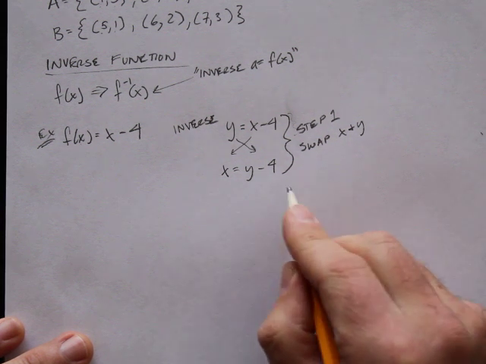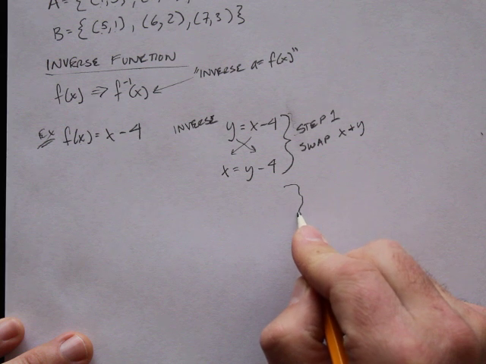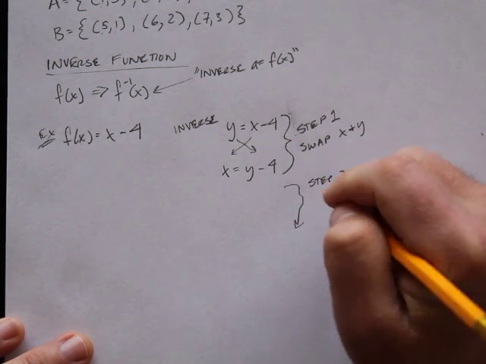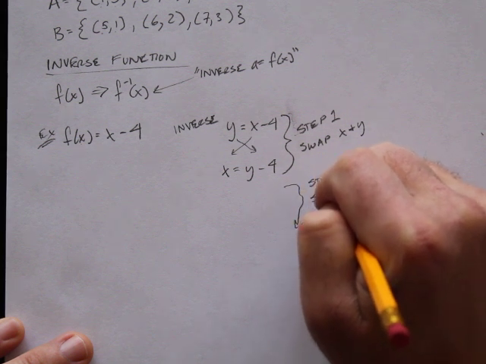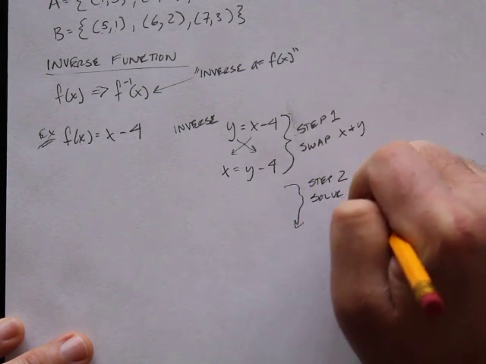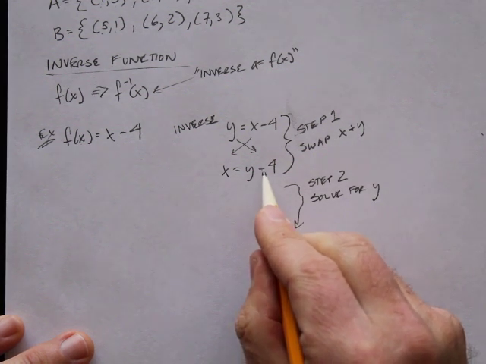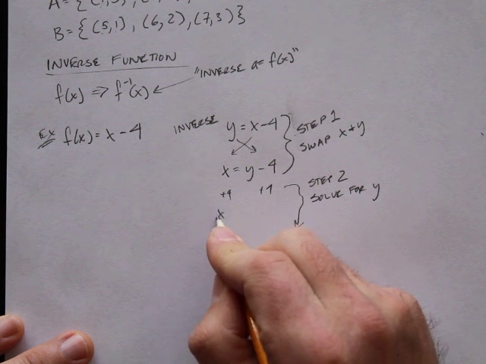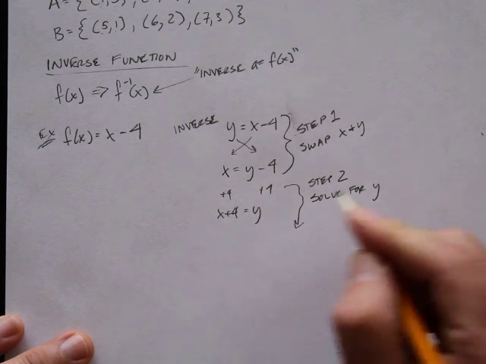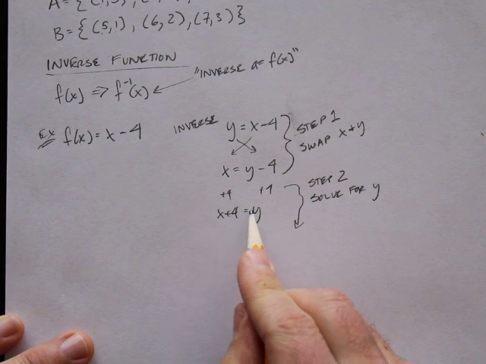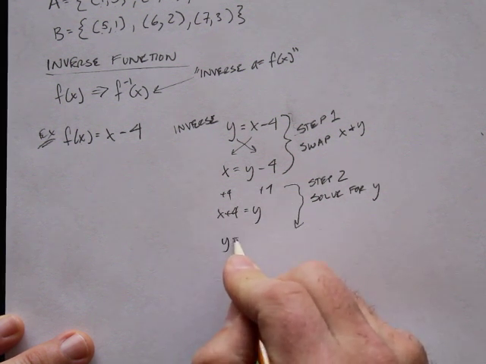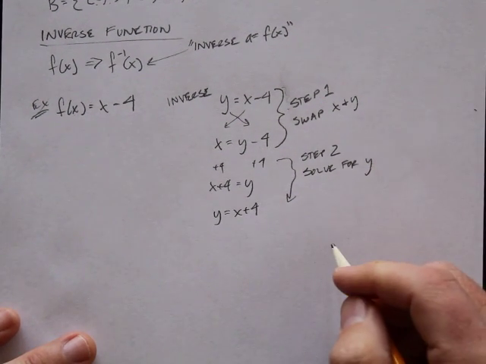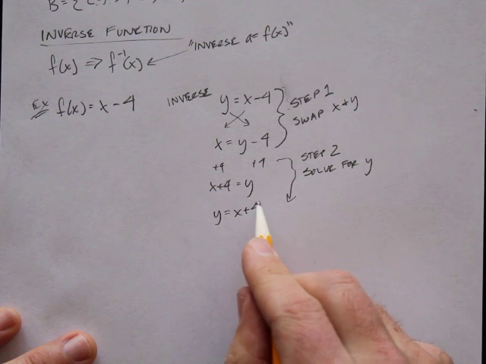Step 2 and all the way down to the end is solve for y. So that's what we're going to do. I'm going to add 4 to both sides. So I have x plus 4 equals y. Now, x plus 4 equals y is the same as y equals x plus 4, right? Hopefully we understand that. Now, I've solved for y.